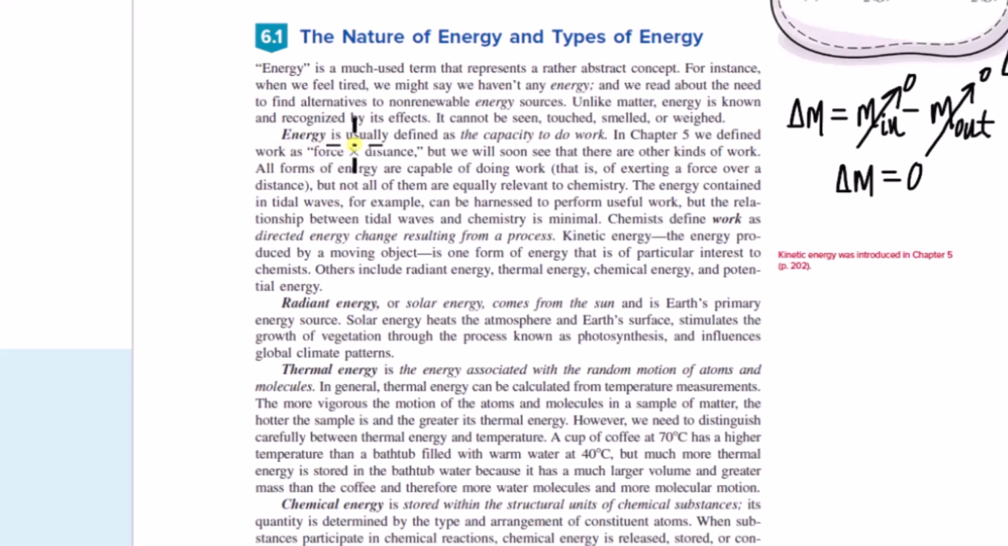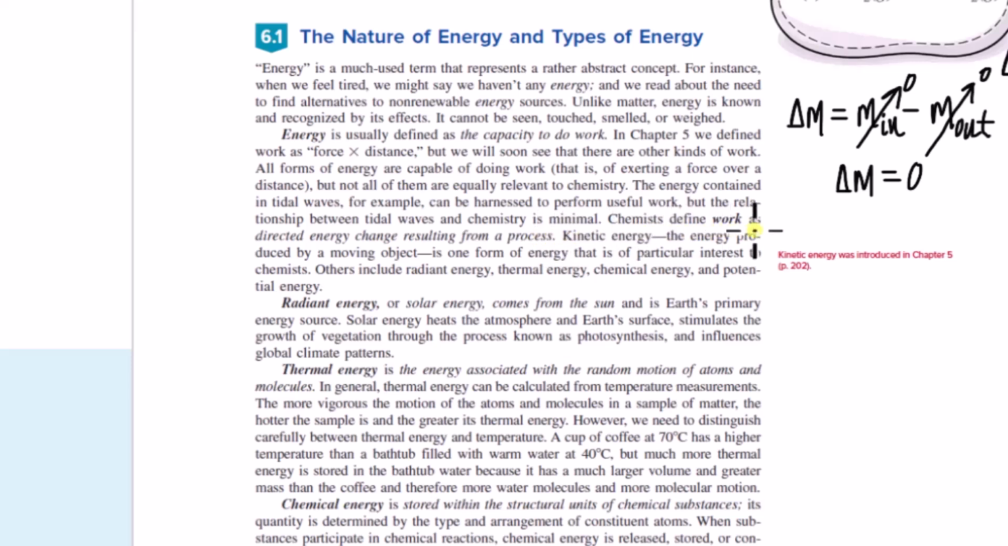All right, so energy is usually defined as the capacity to do work. In Chapter 5, we defined work as a force times a distance, but we will soon see that there are other kinds of work. All forms of energy are capable of doing work, that is, of exerting a force over a distance, but not all of them are equally relevant to chemistry. The energy contained in tidal waves, for example, can be harnessed to perform useful work, but the relationship between tidal waves and chemistry is minimal.